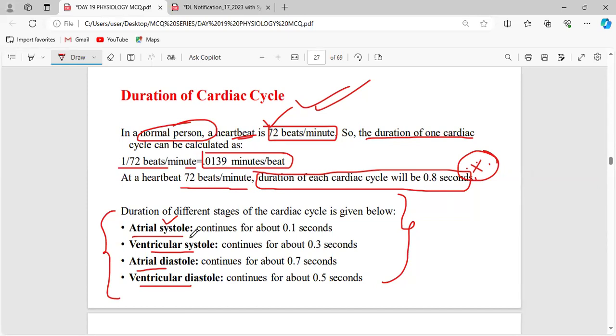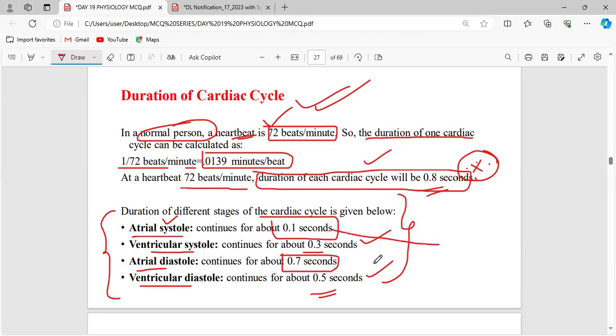For the atrium to contract, it takes about 0.1 seconds, and for the atrium to relax, it takes about 0.7 seconds. For ventricular systole and ventricular diastole: for the ventricle to contract, it takes 0.3 seconds, and for ventricular diastole, it takes 0.5 seconds. What I have mentioned here is that the duration of each cycle will be 0.8 seconds.